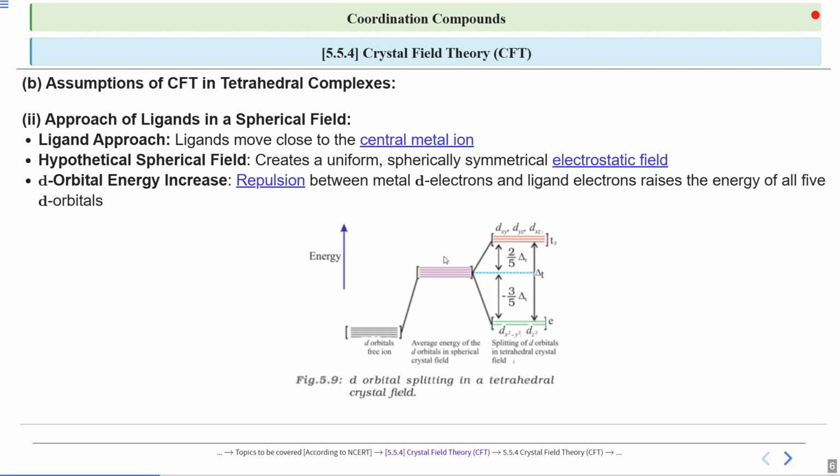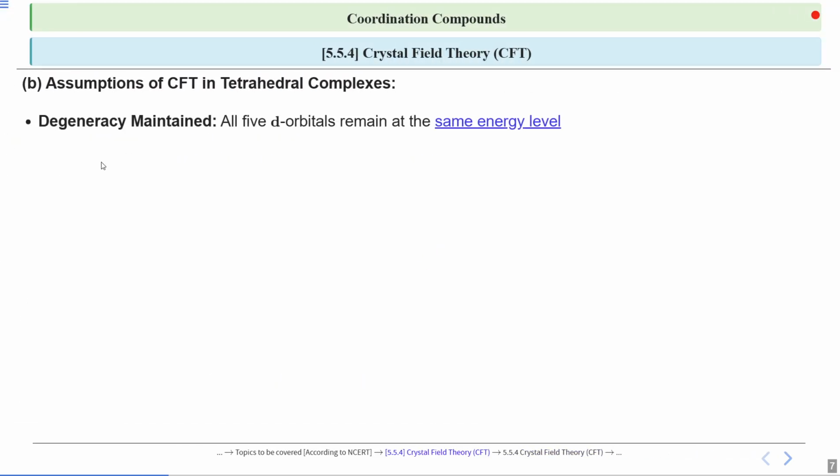Among the 5 d orbitals, their energies are the same, but compared to the previous state, their energy is increased due to the repulsion between the electrons of the ligand and the d electrons. All the 5 d orbitals will come here in the diagram. You can see this is the phase which shows the approach of ligands in the spherical field. Degeneracy is maintained. Now all the 5 d orbitals remain at the same energy level.